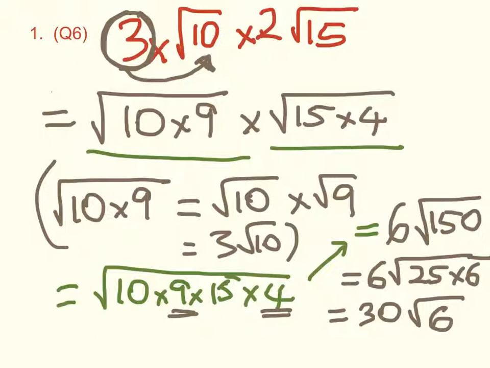What we're looking to try to do is to get the number under the surd to be as small as possible. So it's no good to leave it as 6 root 150 for your final answer. You really want to be getting it down to 30 root 6. So if you're not really comfortable with squares, that's something that's kind of like a basic fact for working with surds.